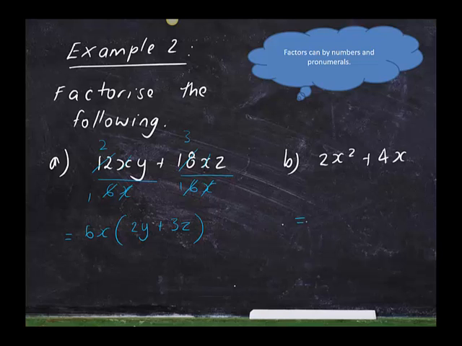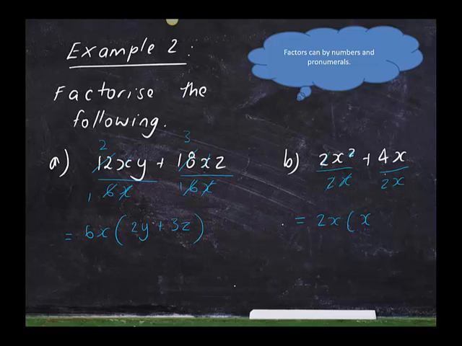B, 2x squared plus 4x. 2 goes into both 2 and 4, and x goes into both of these. We divide each of the terms by 2x. The 2's cross out, and x crosses out here, so we'll get rid of our power and an x here. We started with xx on the top. If we cross one of the x's off, we're just left with x.